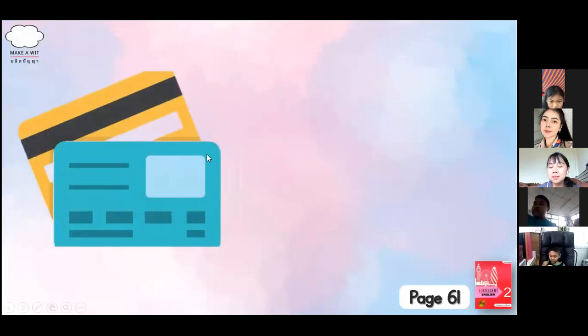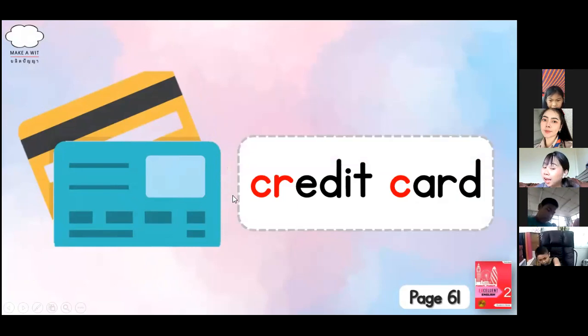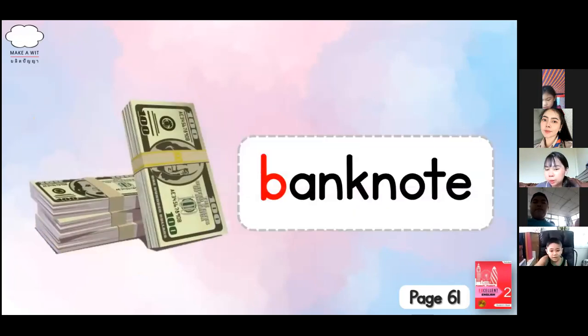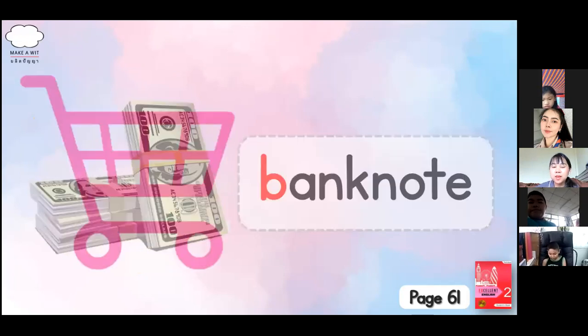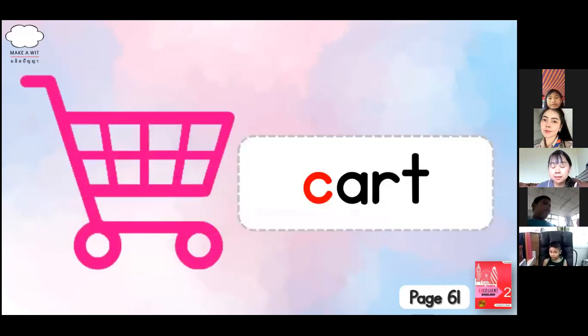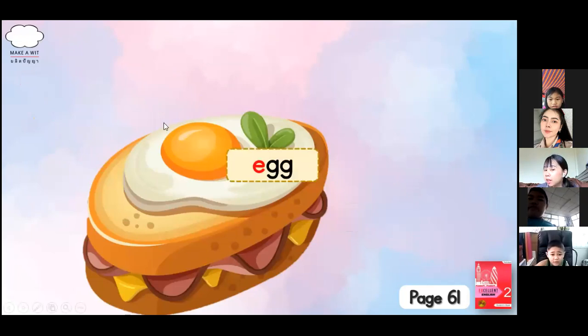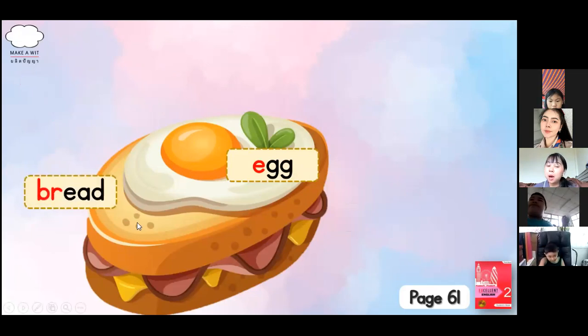Very good. And this is credit card. Credit card. Very good. This is coin. Coin. And this is banknote. Banknotes. Very good. This is the cart. Cart. Good job. This is the egg. Egg. Good job. This is the bread.